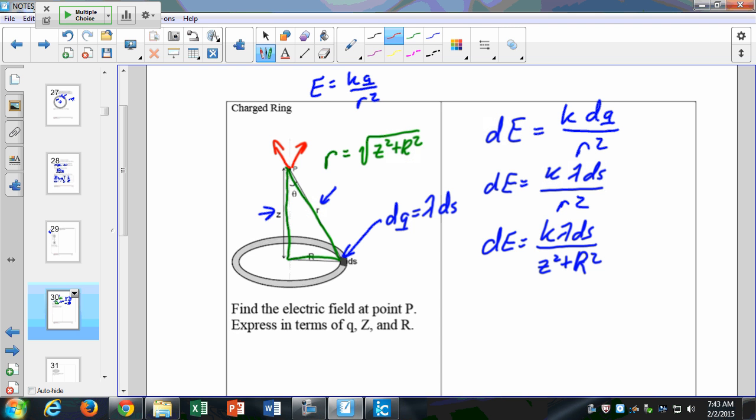So I have one component in this direction and one component in that direction. And so the only component that's going to be left is the component that's pointing up. So the y component will be left. So really what I'm looking for here then is my dE cosine theta. The only thing that's left is going to be dE cosine theta, and that's going to be the component of this vector that points up. I know usually we say that cosine theta is our x component.